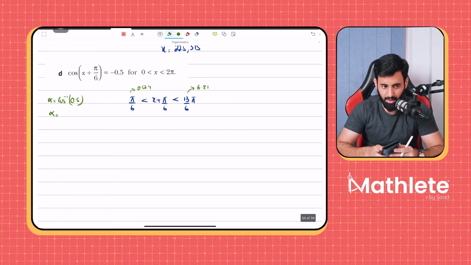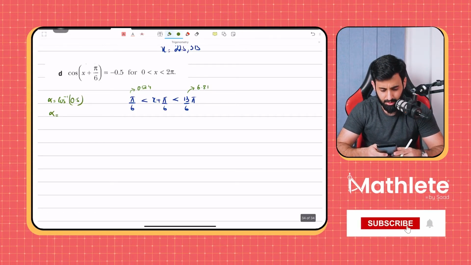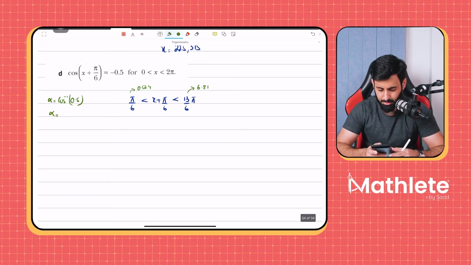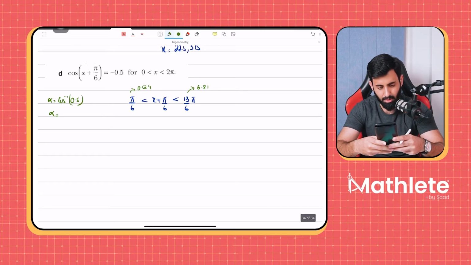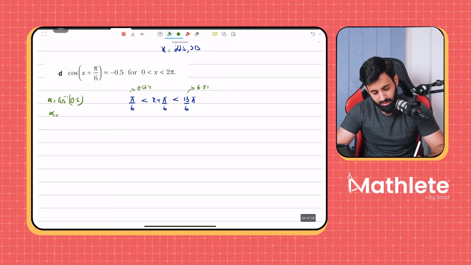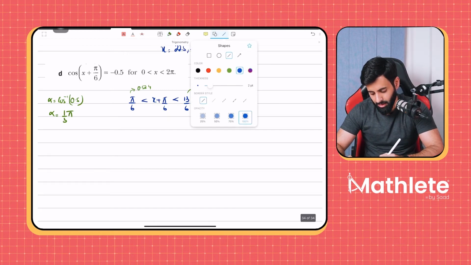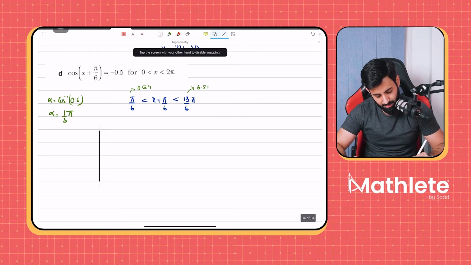Remember to take the inverse of positive for alpha. So cos inverse of 0.5, which I just realized I asked you guys to bring your calculator in radian mode, but I didn't do that myself. So cos inverse of 0.5. Yes, that's correct. We're looking at 1 upon 3 pi. Okay. Acha. So cos is negative.